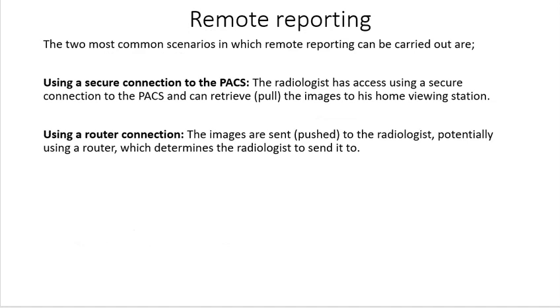Remote reporting. The two most common scenarios in which remote reporting can be carried out are using a secure connection to PACS. It's got to be a secure connection. The radiologist has access using a secure connection to PACS, and he can retrieve or pull the images from the PACS to his home viewing station. Or using a router connection. The images are pushed to the radiologist, potentially using a router which determines the radiologist to send it to.